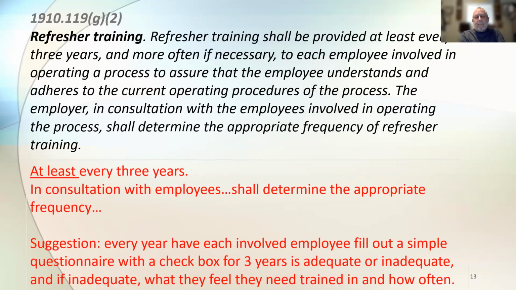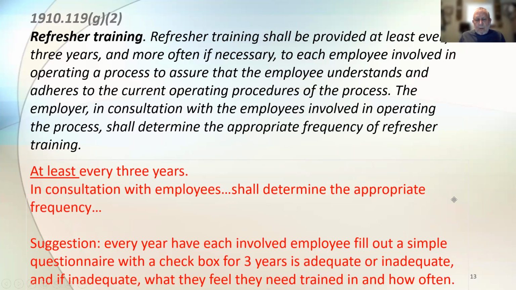Refresher training. Refresher training shall be provided at least every 3 years and more often if necessary to each employee involved in operating a process to assure that the employee understands and adheres to the current operating procedures of the process. The employer, in consultation with the employees involved in operating the process, shall determine the appropriate frequency of refresher training. Notice what this says, at least every 3 years, and then in consultation with employees shall determine the appropriate frequency. What we did at OK Foods, and it worked out just fine.